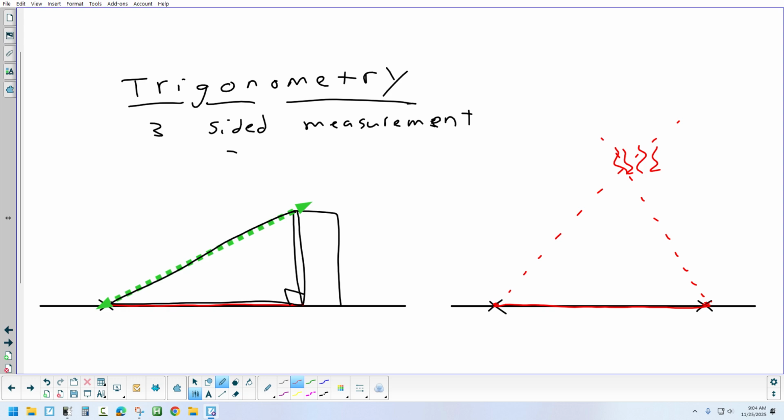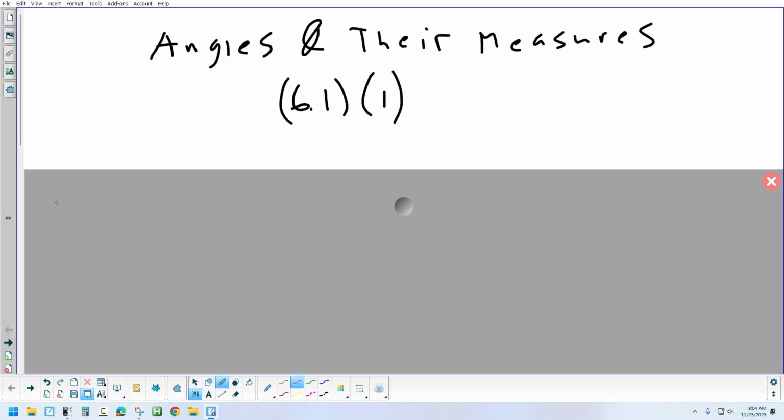All right, so there's a couple quick things with trig. Before we can even really look at a triangle and solving a problem, we're going to look at what a triangle is made up of, and those are sides and angles.